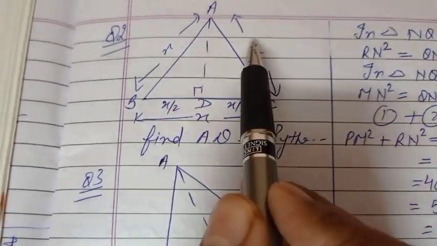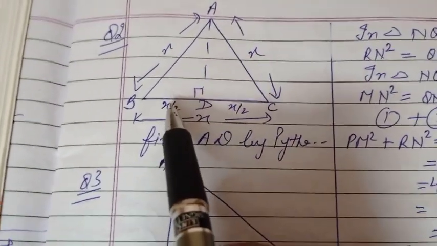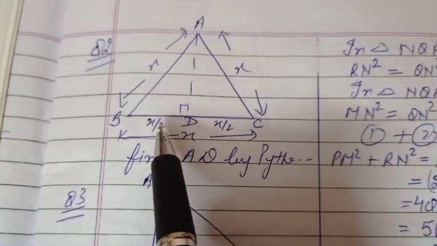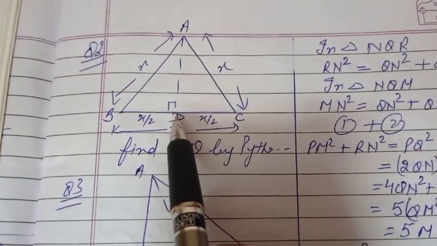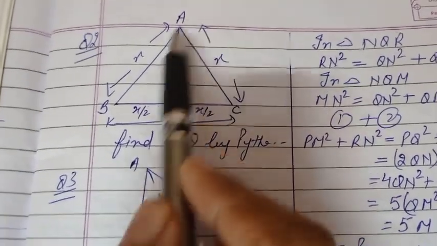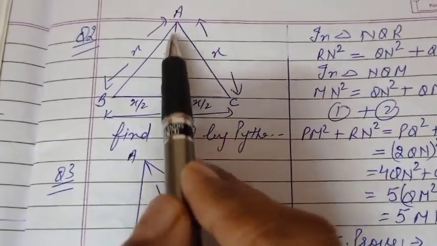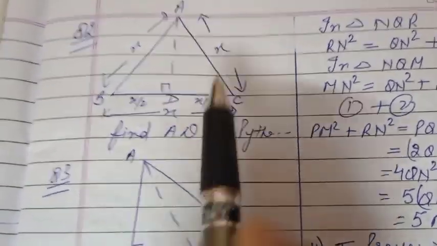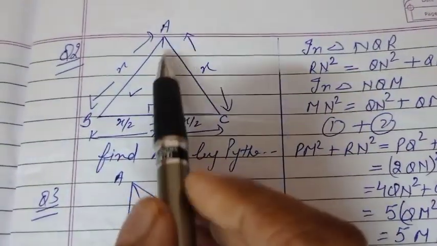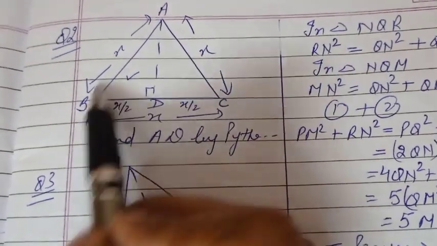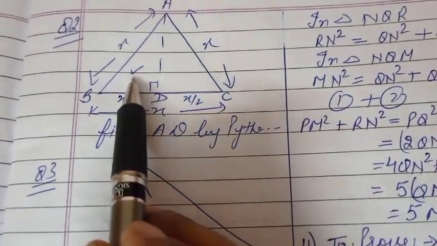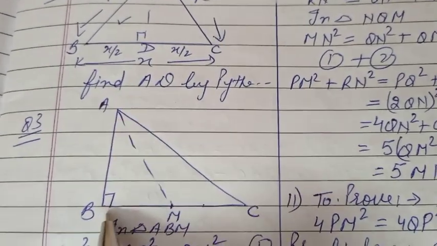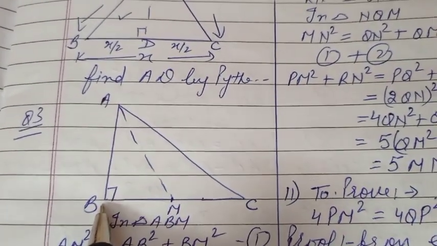It's an equilateral triangle. All the sides are given as x, and you have to find the length of AD in terms of x. Since it is an equilateral triangle, the perpendicular will bisect the base. So it will be x by 2, x by 2. Take any triangle and find the value of AD using Pythagoras theorem in terms of x. That you do yourself. Third question, ABC is a triangle, right angle at point B.